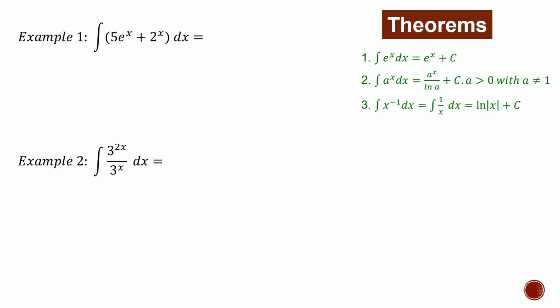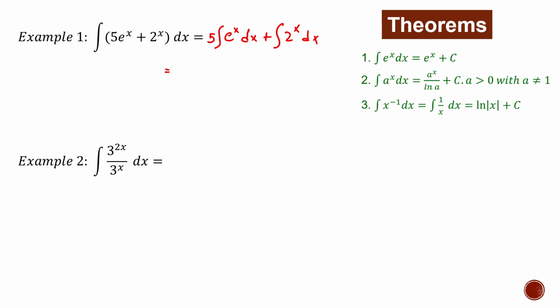All right, so let's answer the first example, the integral of 5e raised to x plus 2 raised to x. Here we will use the basic theorem of anti-differentiation. So we will take out that 5. So this is going to be 5 integral of e raised to x dx, and then we apply the theorem that lets us separate, plus the integral of 2 raised to x dx.